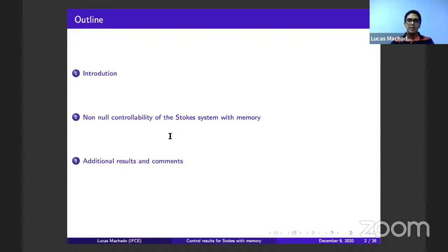This is the presentation plan. First, a brief introduction and some previous results. Next, I will present the main results on the non-null controllability of the linear Stokes equations with memory. And finally, some additional results and comments.